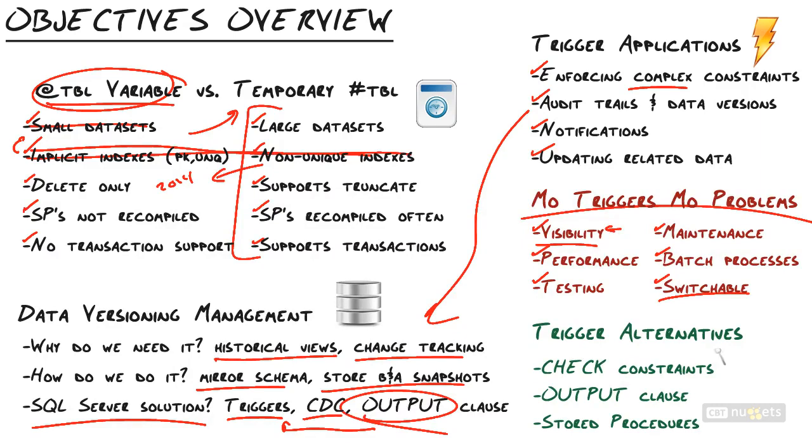And you should also make sure that there's not an alternative, because looking at the alternatives down here, a lot of these things we can accomplish using check constraints. We can do our complex business rules and logic in check constraints. We can use the output clause for audit trails and data versioning, and then we can use stored procedures really for everything else. Make sure that you can accomplish it using these alternatives before going and putting a trigger on that next table. All right, I think it's about time we head into the Virtual Nugget Lab and see some demonstrations, get some real-world experience here working with tables, both permanent and temporary.